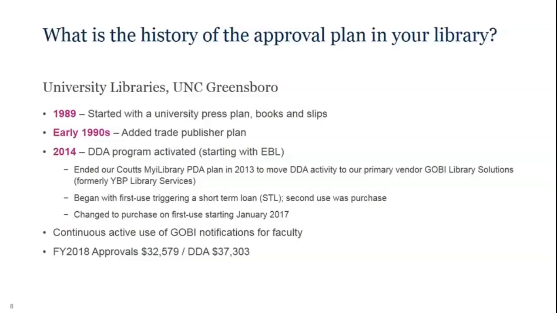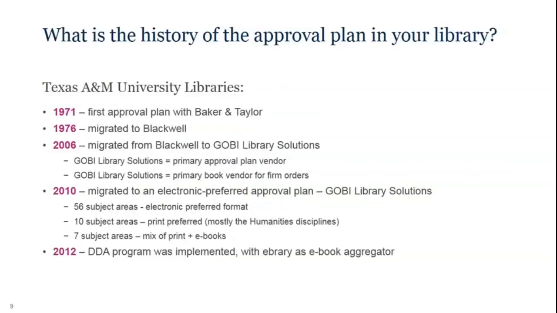And at Texas A&M University, we started our first approval plan with Baker and Taylor in January 1971. The plan included all publications from university presses. In January 1976, we migrated the approval plan to Blackwell North America. In 2006, we migrated from Blackwell to GOBI Library Solutions and adopted a subject profile based on the Library of Congress classification system. GOBI Library Solutions has been not only our primary approval plan vendor, but also our primary book vendor for firm orders.